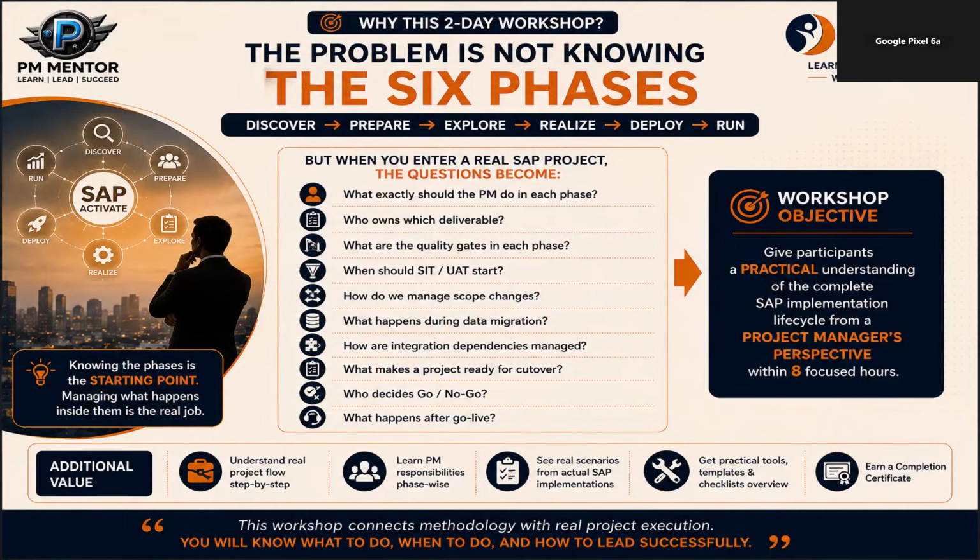criteria for exiting hypercare. So if you look at this slide carefully, you will understand the real objective of this workshop. The objective is not simply to teach you the 6 SAP Activate phases. The objective is to give you practical understanding of the complete SAP implementation lifecycle from a project manager's perspective. And that means understanding what happens, who owns it, what can go wrong, and what the project manager should check. What questions should be asked, what decision is required, and how you should lead the situation.